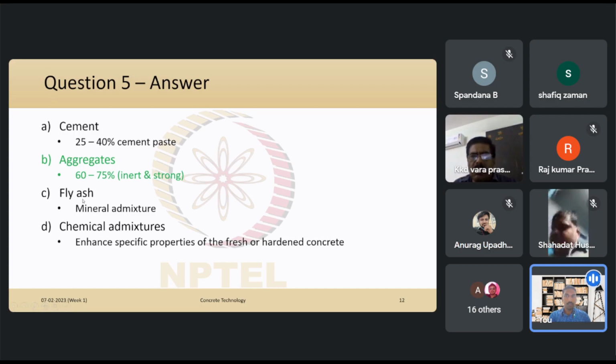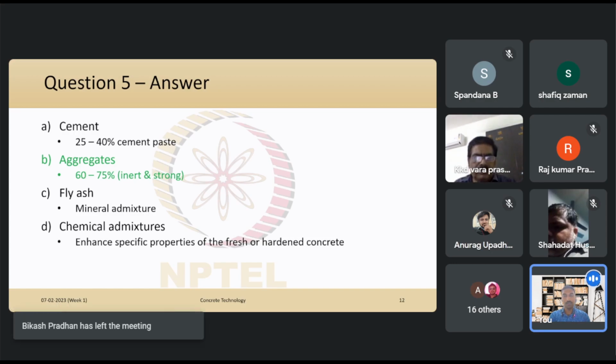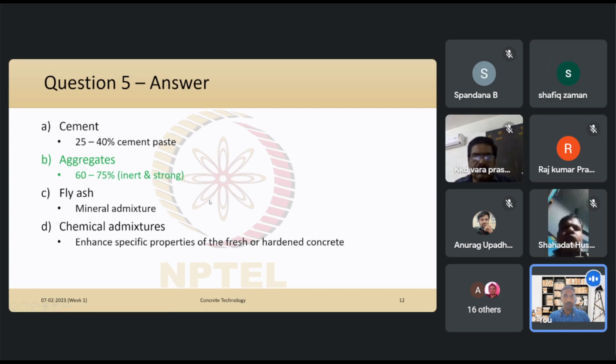We also have the other options such as fly ash and chemical admixtures. Fly ash, as we know, is a mineral admixture, and there are other admixtures that we use primarily to enhance the properties or the durability of the concrete, right?